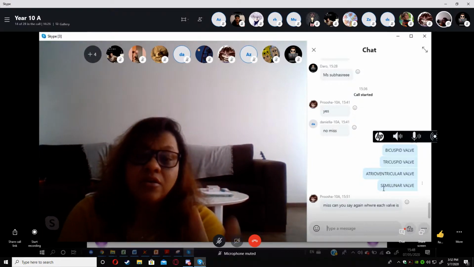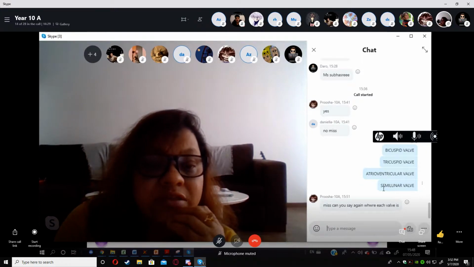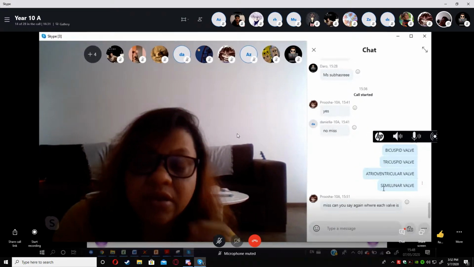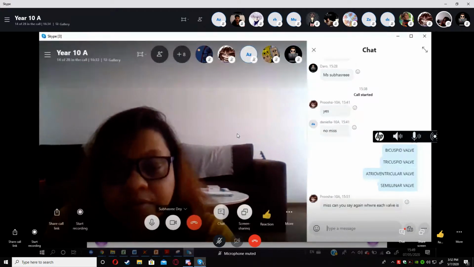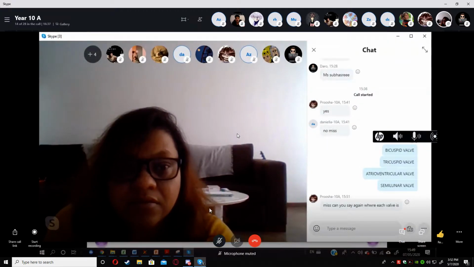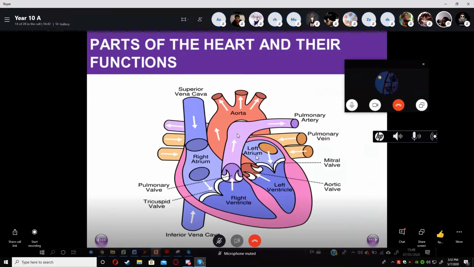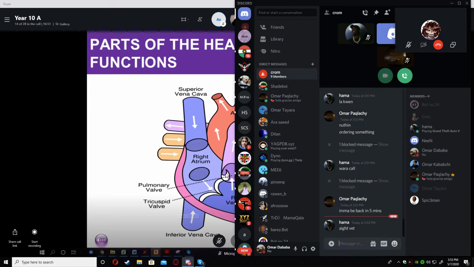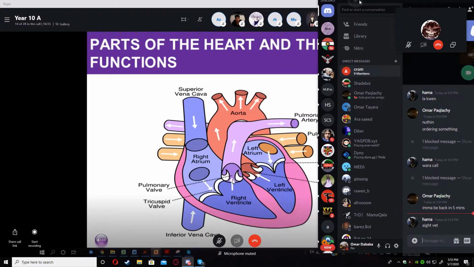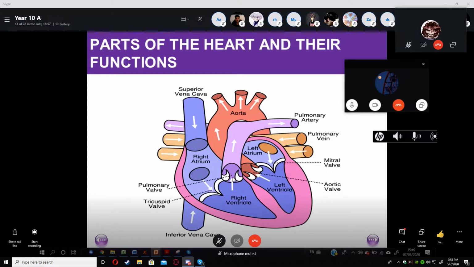Similarly, there are other valves called semilunar valves. They are called semilunar because they are moon shaped. Where are they present? In the opening of the aorta, there is the semilunar valve called aortic valve, and near the opening of the pulmonary artery, there is a valve called the pulmonary valve. Easy? The semilunar valves are the aortic valve and the pulmonary valve.